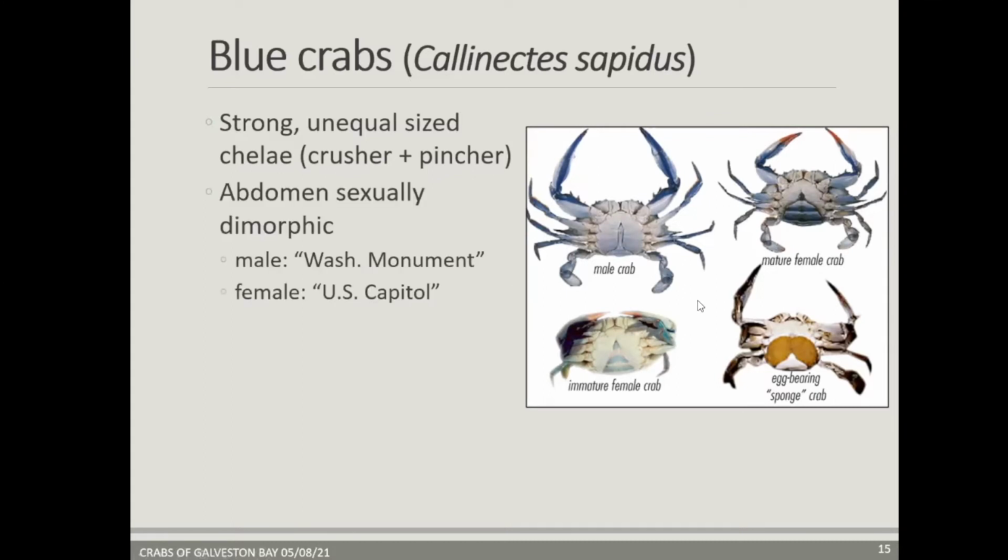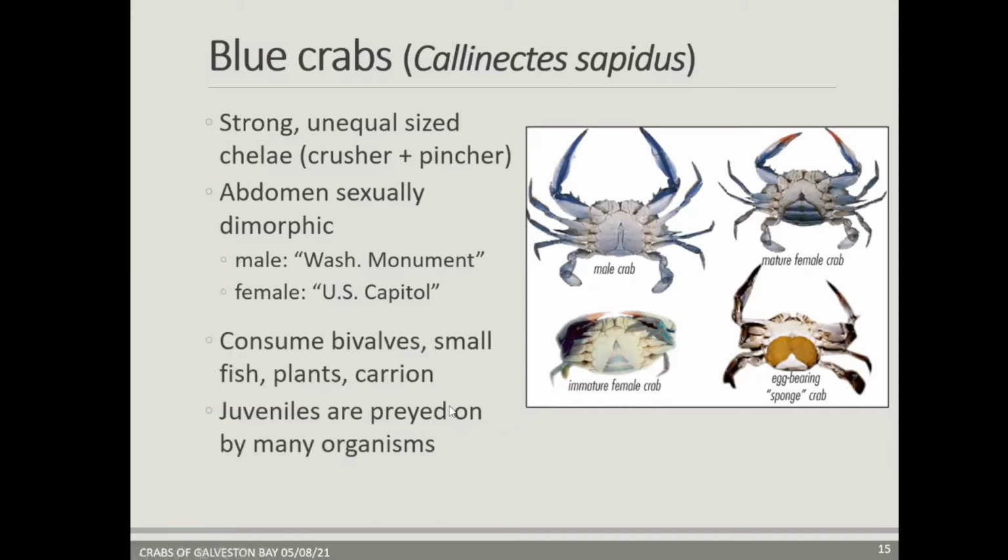Their abdomen is sexually dimorphic. This is a male crab. Here's the female. This is a mature female and an immature female. And I've seen that if you want a way to remember it, the males look like the Washington Monument. The female abdomen looks like the US Capitol. So I figured if you can remember these two things, you can probably remember what they look like, but you know, whatever. So this is a sponge crab. This is a mature female that has all the eggs that she's holding.